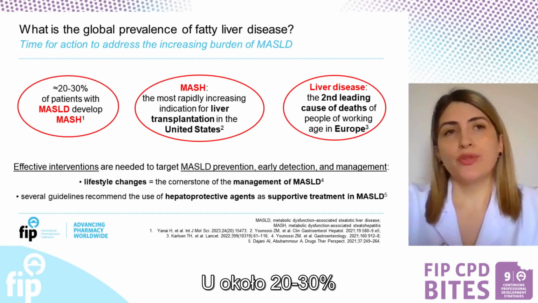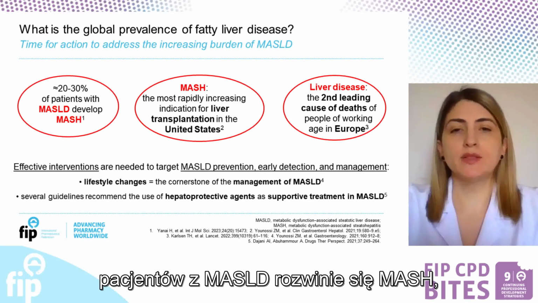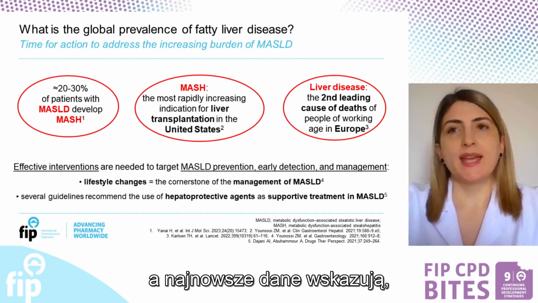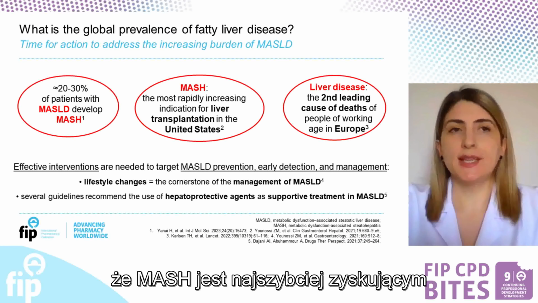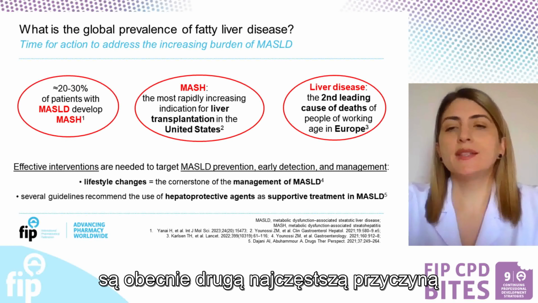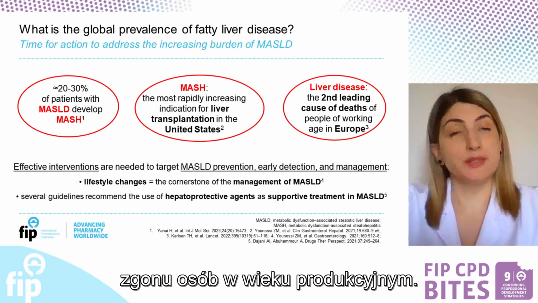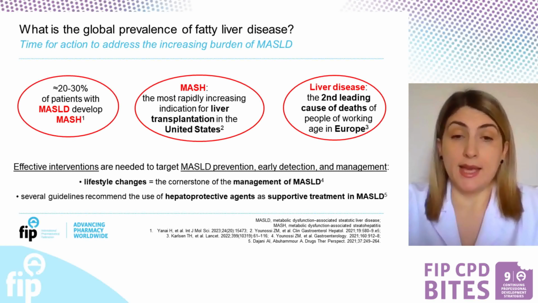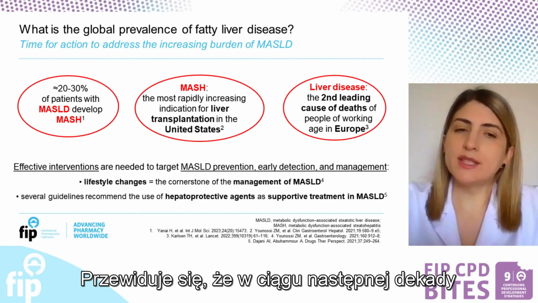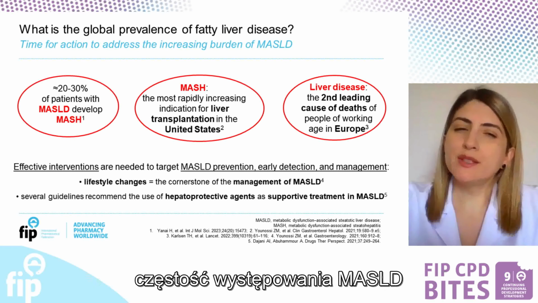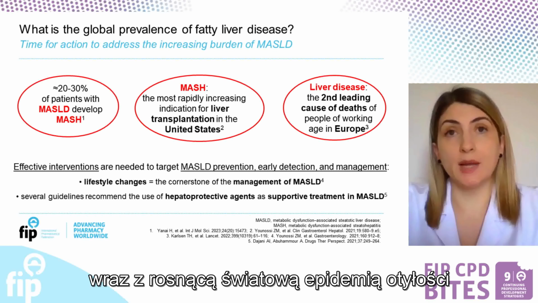About 20 to 30% of patients with MASLD go on to develop MASH, and recent data indicates that MASH is the most rapidly increasing indication for liver transplantation in the United States. In Europe, liver disease is currently the second leading cause of death for people in their working years. And the global prevalence of MASLD is predicted to increase further within the next decade, along with the growing worldwide epidemics of obesity and type 2 diabetes.